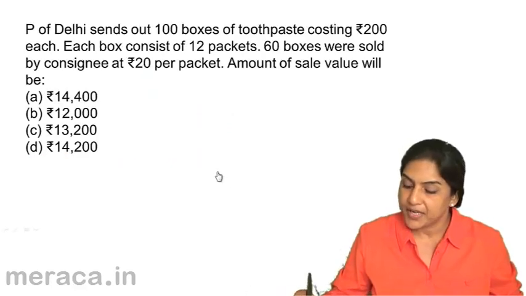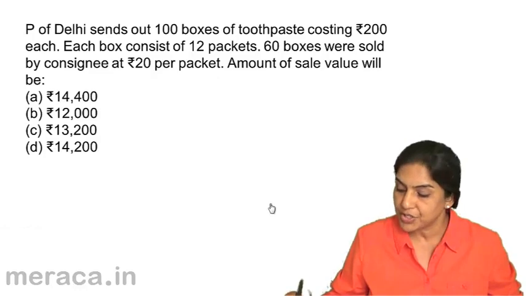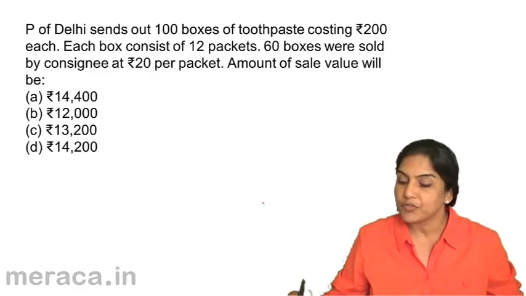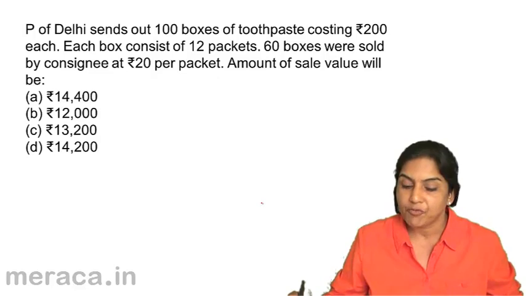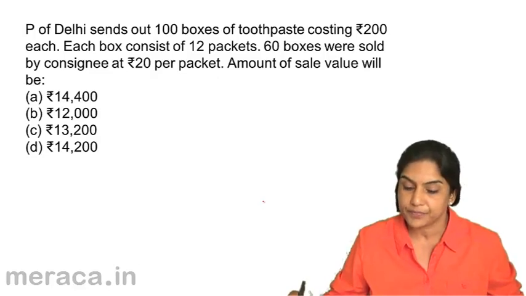P of Delhi sends out 100 boxes of toothpaste costing 200 each. Each box consists of 12 packets. 60 boxes were sold by consignee at 20 per packet. Amount of sale value will be A, 14,400, B, 12,000, C, 13,200, and D, 14,200.